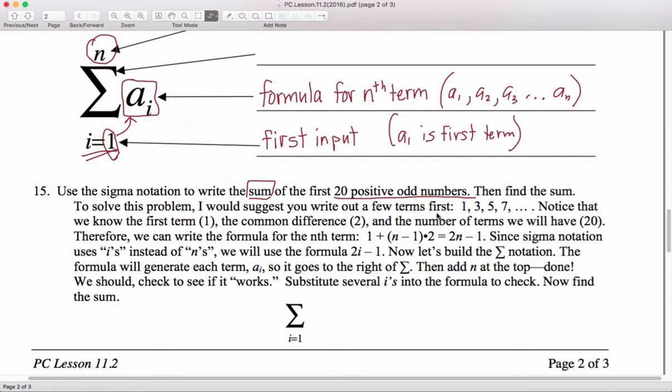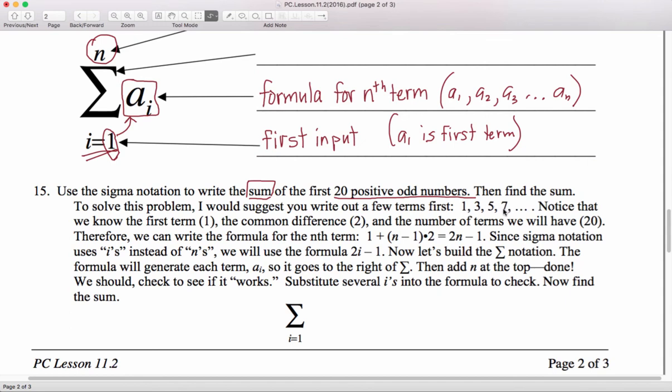One of the things I would suggest is always write out a few of the terms. It says 20 positive odd numbers. Well, positive odds would start at 1 and then 3 and then 5 and then 7. Even if you just write a few out, that helps you get a bearing or a familiarity with the problem. So clearly you can see a couple things right away. The first term is 1. That's important. And you can see the common difference is 2.